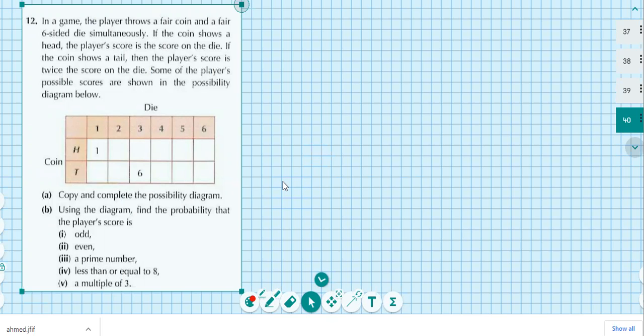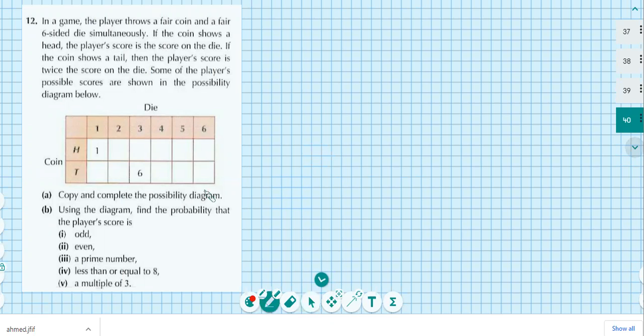Some of the players' possible scores are shown in the possibility diagram, and we have to complete it. If head, the die number remains the same. But if the person gets tails, we will double the score of the die. So 1 for 2, 2 for 4, similarly 3 for 6, 4 for 8, 5 for 10, and 6 for 12. So these are the scores.